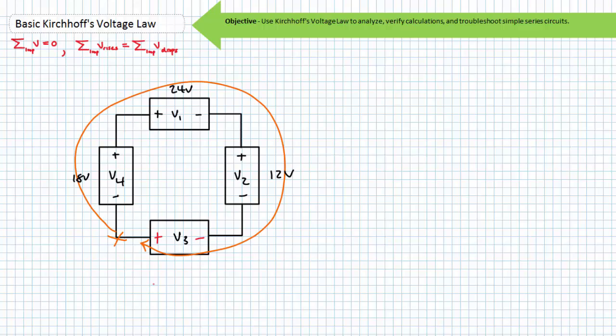Using the same starting point and traveling in the same direction, we go negative to positive through V4, which means this is a rise of 18 volts. Now we go positive to negative through V1, which means it's a drop of 24 volts. Then positive to negative through V2, which means it's a drop of 12 volts. And finally we go negative to positive through V3, which means it's a rise. Subtracting 18 volts from both sides yields V3 equals positive 18 volts. The magnitude is the same, only positive, meaning this polarity assumption is correct.